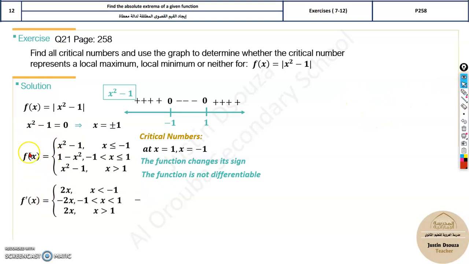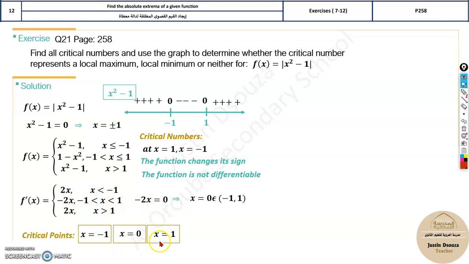Now over here, derive these functions, because there are two separate functions. So for this interval, the derivative of x squared minus 1 will be 2x. Over here it will be minus 2x, and over here it will be 2x. Now you need to solve, equate it to 0 and find the critical numbers.